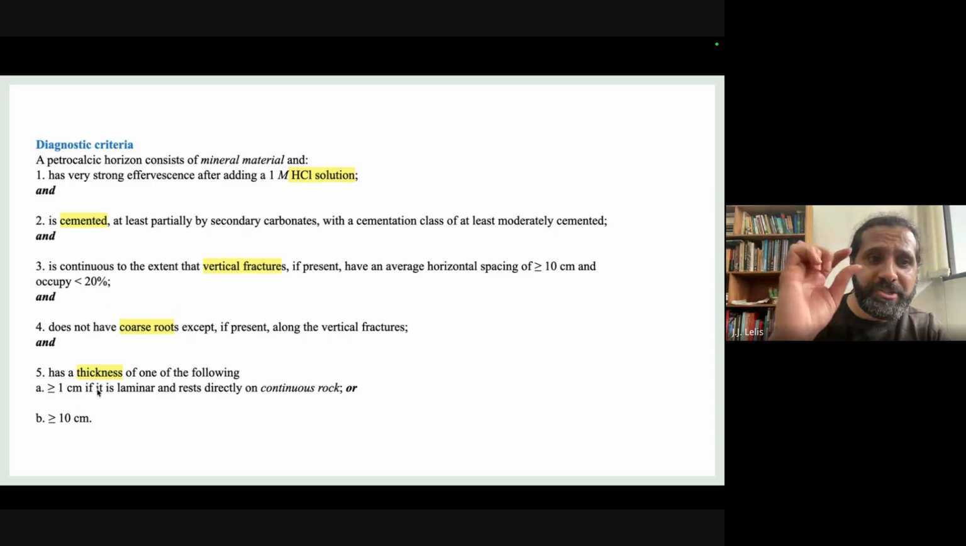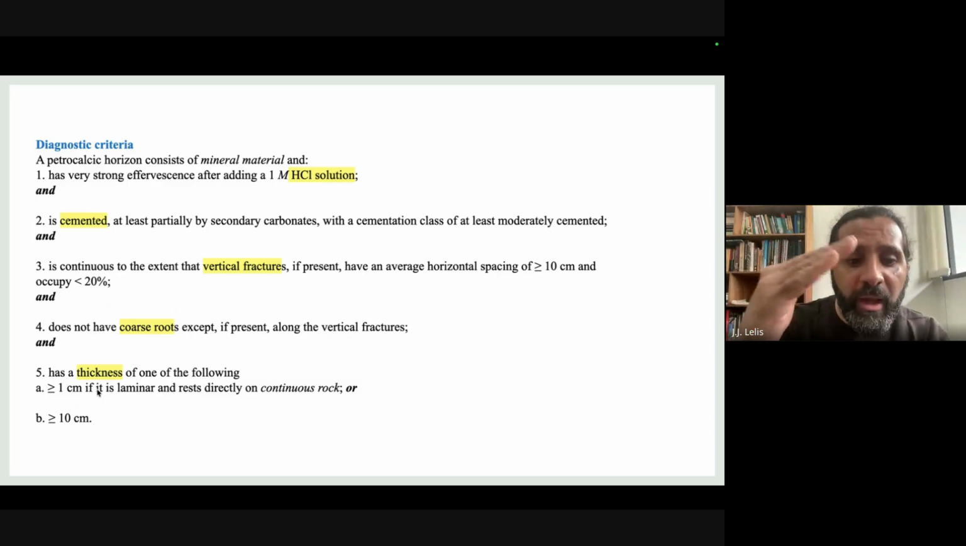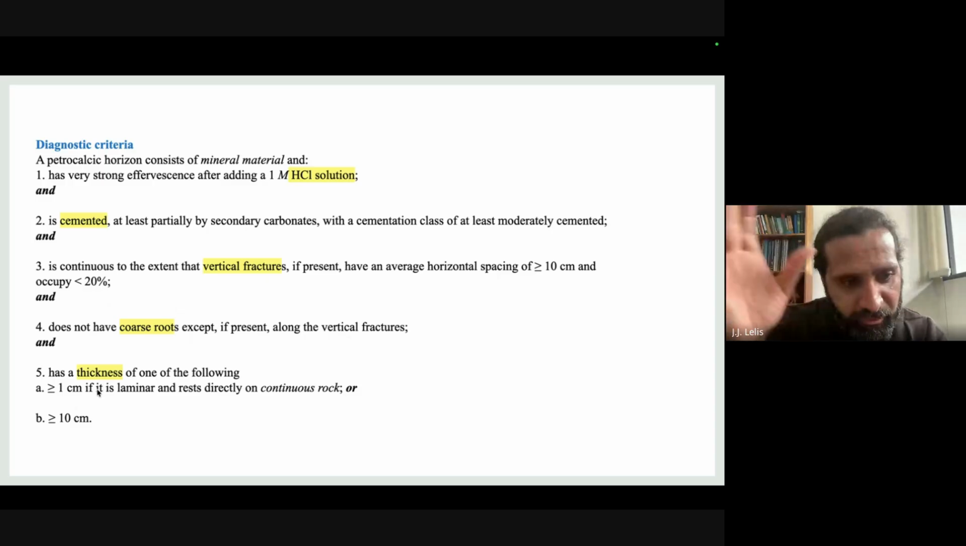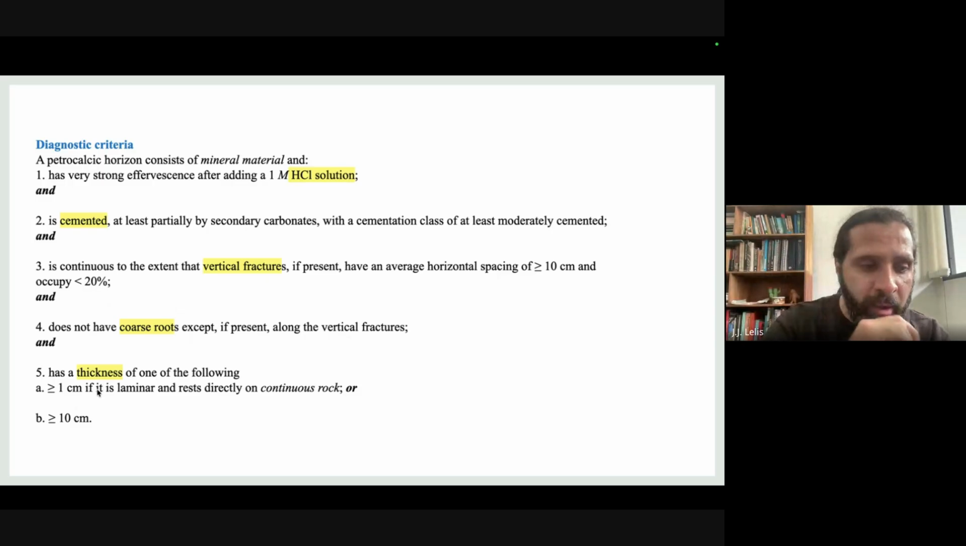So if I register this petrocalcic horizon above the R layer, if I register this case, just 1 centimeter. But no, if I can see the petrocalcic horizon, and above and below it, I can see a C horizon or another B horizon, in this case it will be 10 centimeters, the minimum thickness.